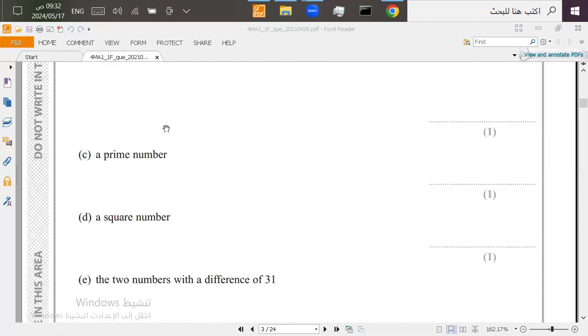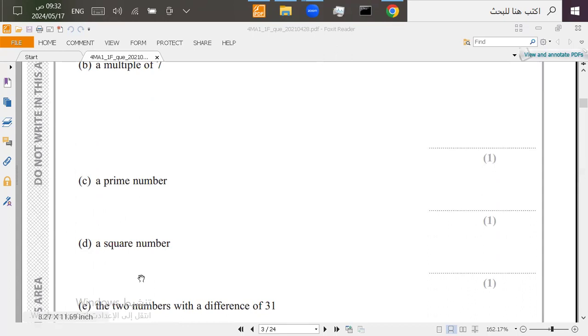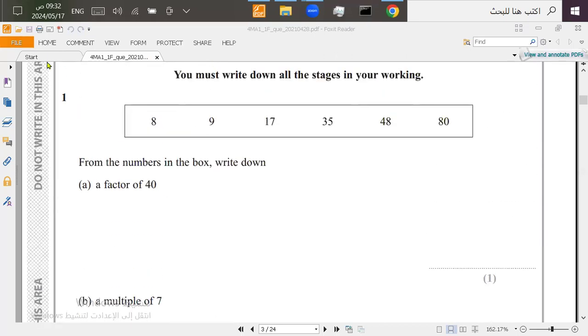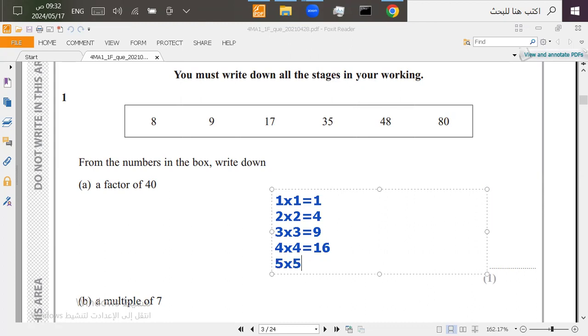Let's go down. Question D. A square number. A square number means what? A number that comes from multiplying the same number by itself. We can find square numbers by multiplying numbers by each other. Square numbers are 1 times 1, which is 1. So the first square number is 1. And then we have 2 times 2 equals 4. So the second one is 4. 3 times 3 equals 9. And then we have 4 times 4 equals 16. And the list goes on. 5 times 5 is 25. So the square number which is in the box here is 9. Very good. So the answer is 9.